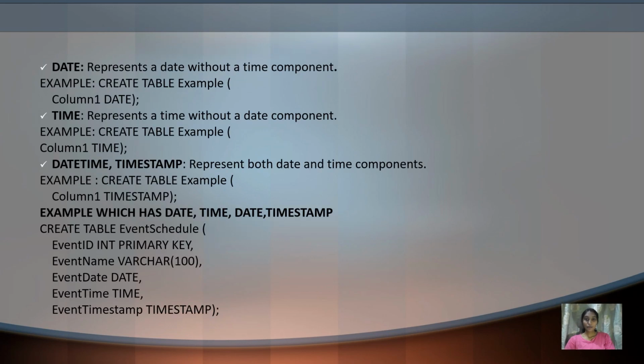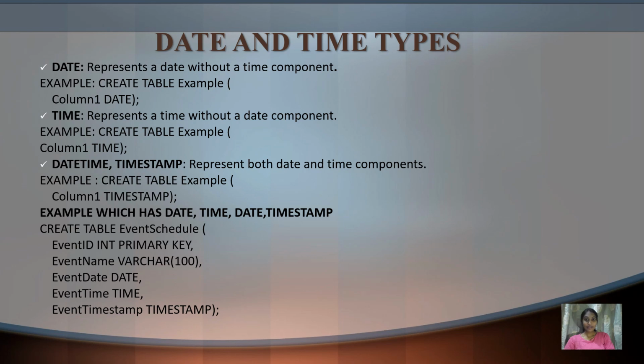The next type of data type is date and time types. Under this, there are three types of data types, that is date, time, timestamp. Date represents a date without a time component. Suppose we are entering a date without a time component, we give a data type as date. Example, create table example, we specify the column name, and we specify the data type, that is date.